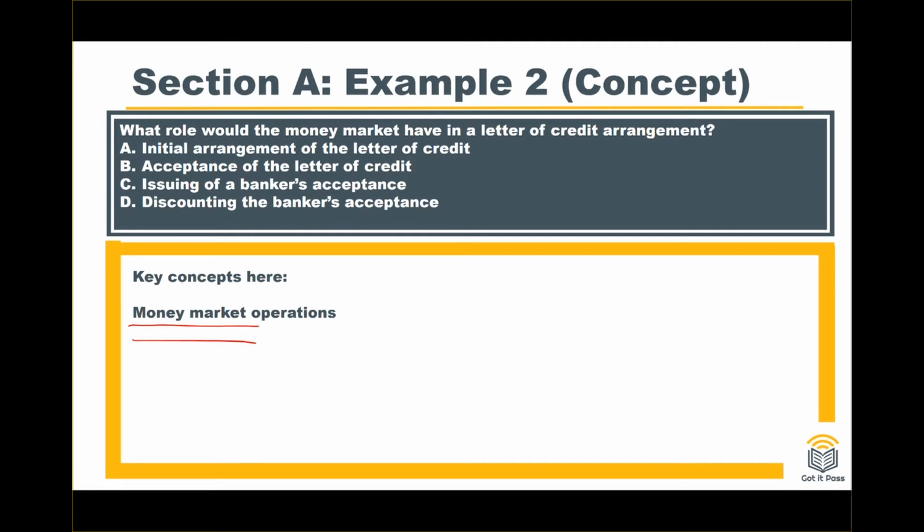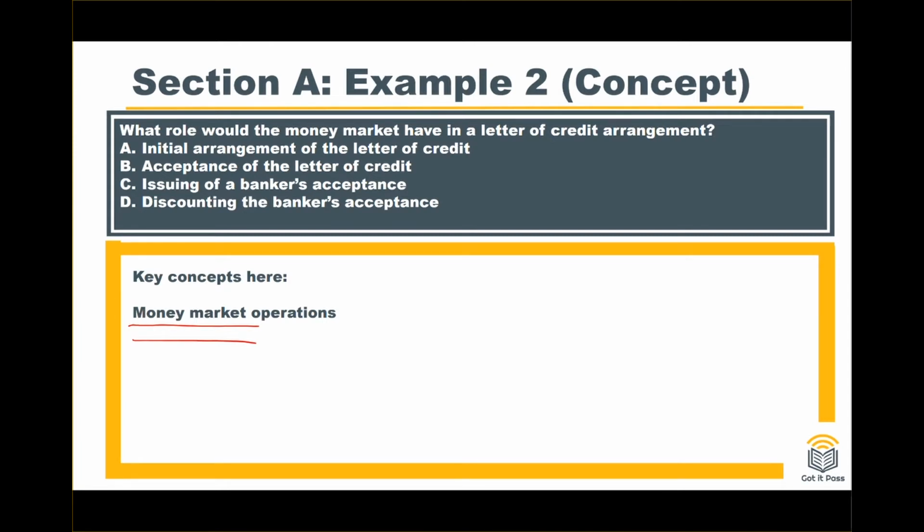First of all, what is money market? Money market is the market, it's not a physical market, where some short-term financial instruments are traded. For example, the treasury bills, some of the letter of credit, short-term credit, some commercial paper, or even a certificate of deposit. You can check it in your textbook or learning materials.